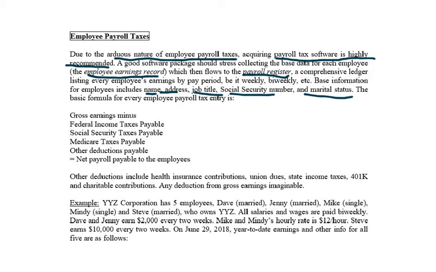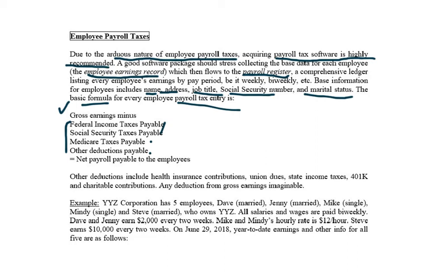So here's your basic formula for payroll tax entry. You'll start with the gross earnings, in other words, what you've agreed to pay your employee, minus all of these amounts. You notice they all have what in common? They all show up as some kind of payable, right? In other words, these are amounts that ultimately have to be paid somewhere by the employer.